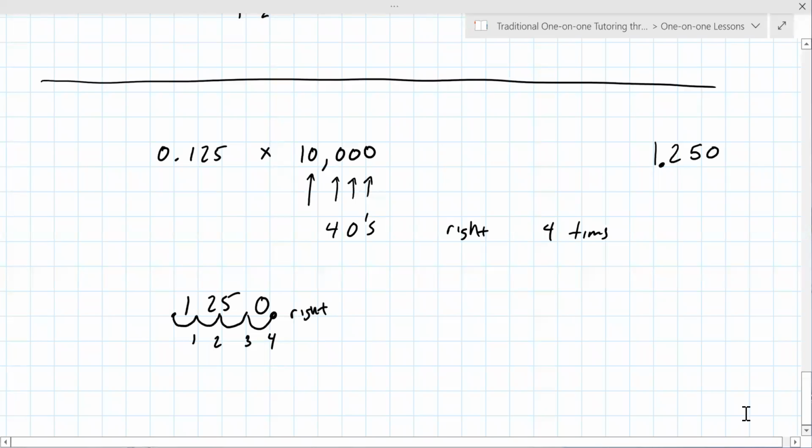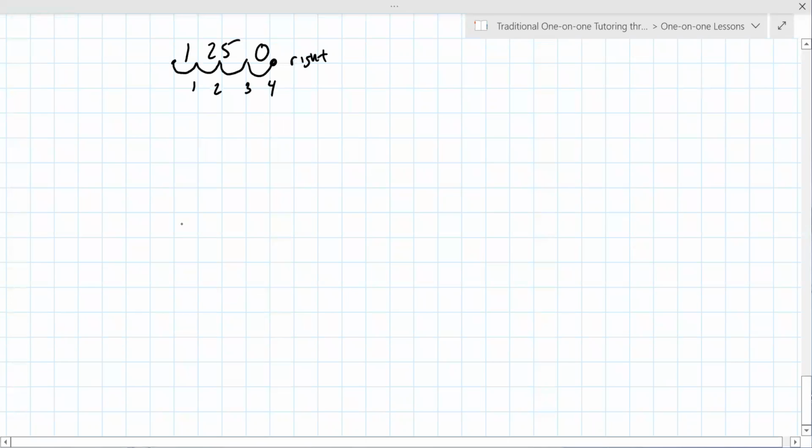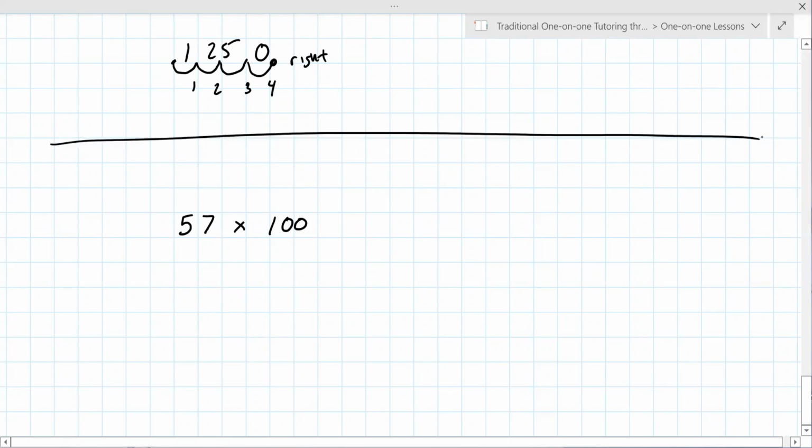Okay, so let's try another one here. Let's say it's 57 times 100. So notice that there is no decimal point, but you have to write it in. You have to put a decimal there. And now you're going to move it which way? To the right. To the right, always to the right.